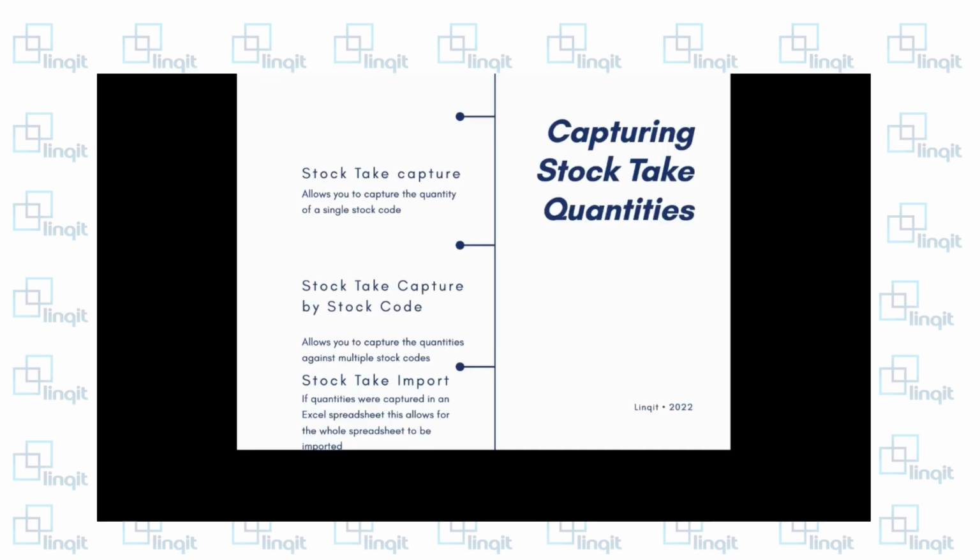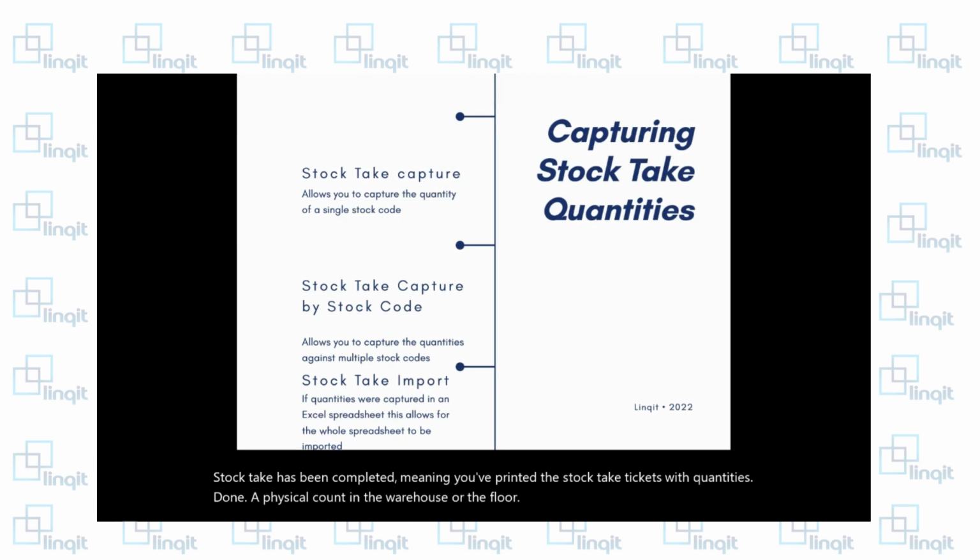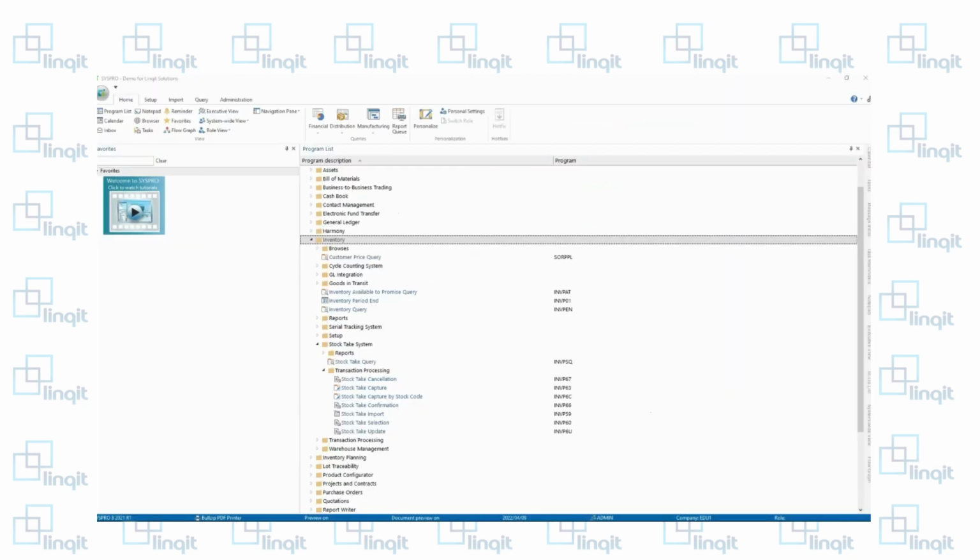Once the stock take has been completed, meaning you've printed the stock take tickets with quantities, done a physical count in the warehouse or the floor, and compared the quantities, Syspro then provides us with 3 ways in which the new stock quantities can be captured, namely stock take capture by stock code, or stock take import.